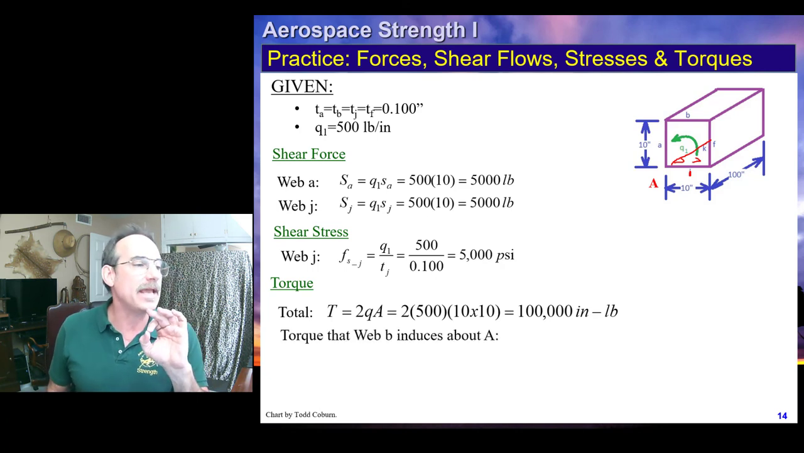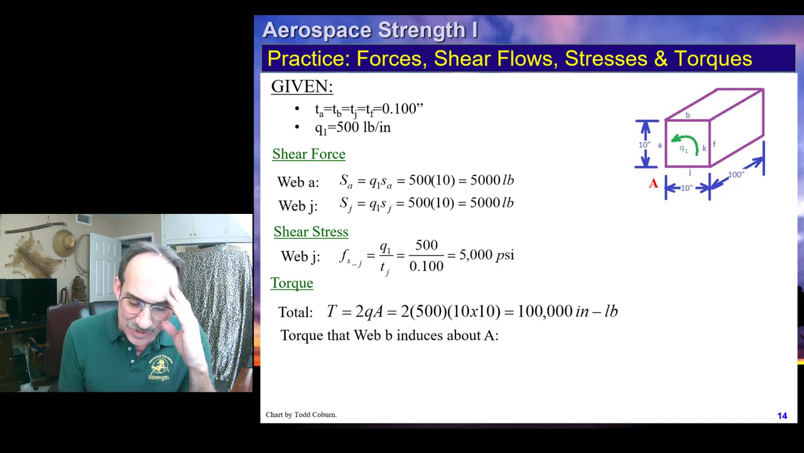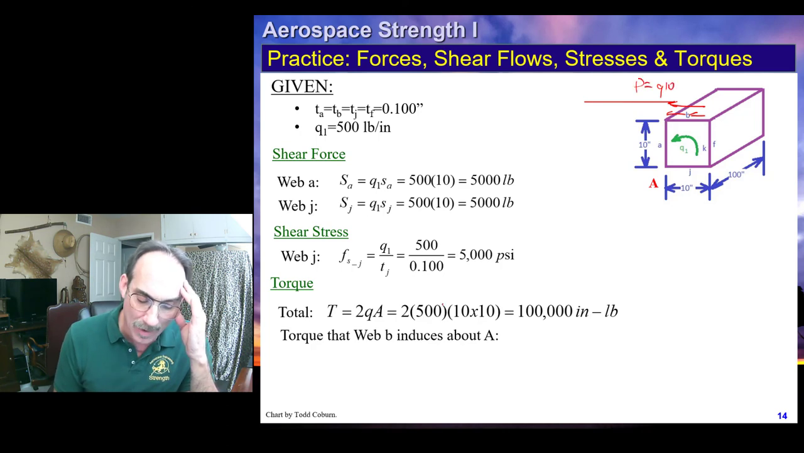But let's ask the question, what torque does web B cause about web A? Well, to do that, you'd say, I've got a shear flow here. You've got two ways to do this. One is to say, what is the shear force in web B? That is just Q times 10, right? That's the force P in that web. If we did that, we'd say the torque about point A is just that force times the perpendicular distance 10.